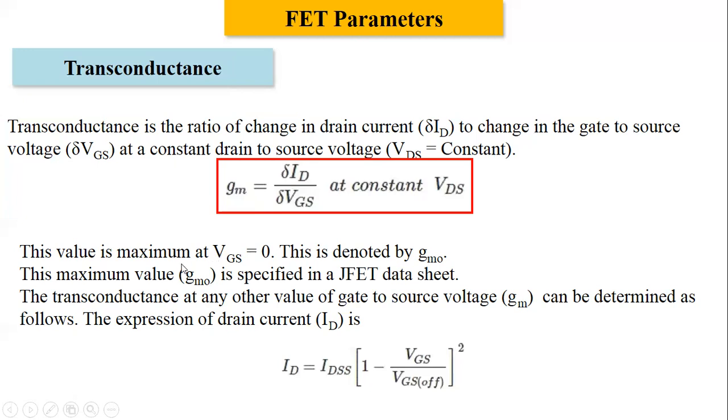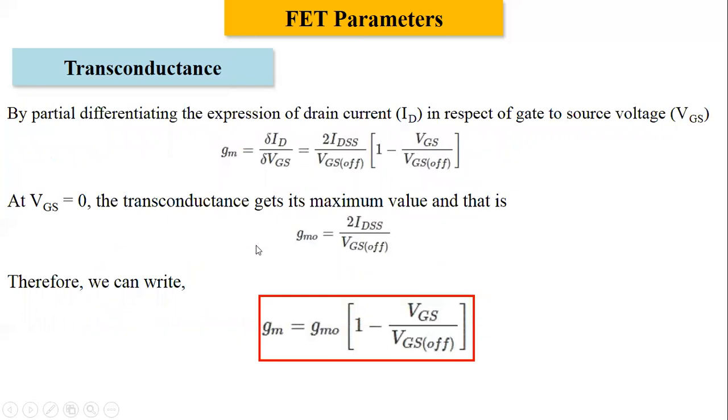We will get the maximum value of GM when we keep VGS equals 0. The value of GM is also going to vary, because we vary the gate to source voltage, and because of that ID is also going to vary. So GM is a variable value, similar to the dynamic resistance. So when VGS is 0, we will have the maximum transconductance, and it is denoted by GM.